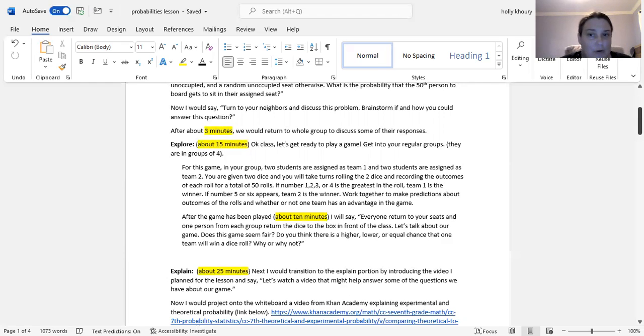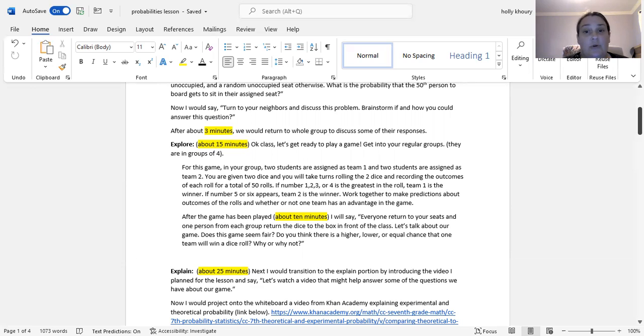Get into your regular groups. Here, I'm assuming that they have a regular group that they work with, so they would be working in groups of 4. Then I would give the instructions for the game: in your group, 2 students are assigned as team 1 and 2 students are assigned as team 2. You're given 2 dice and you'll take turns rolling the 2 dice and recording the outcomes of each roll for a total of about 50 rolls.